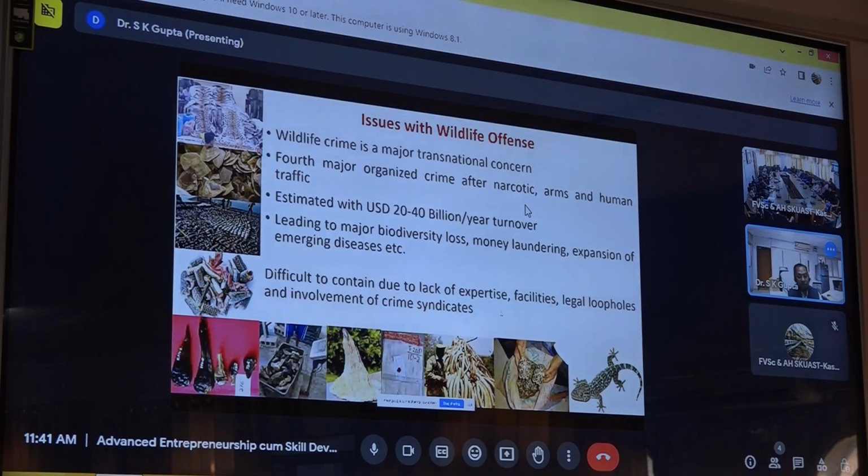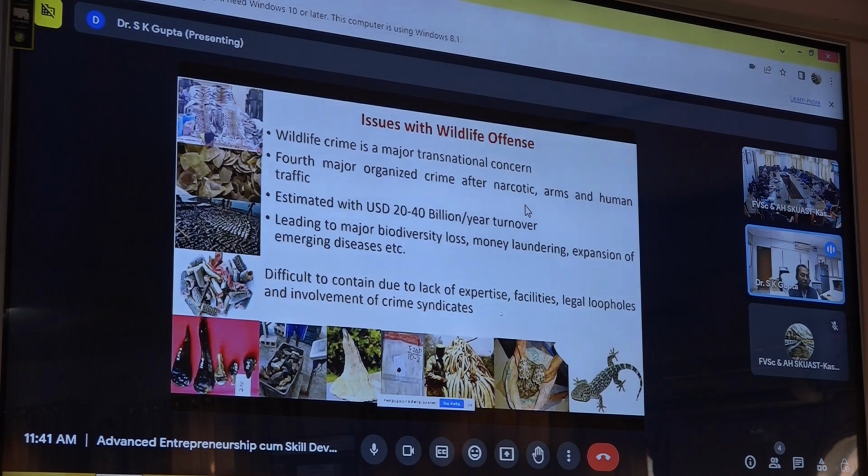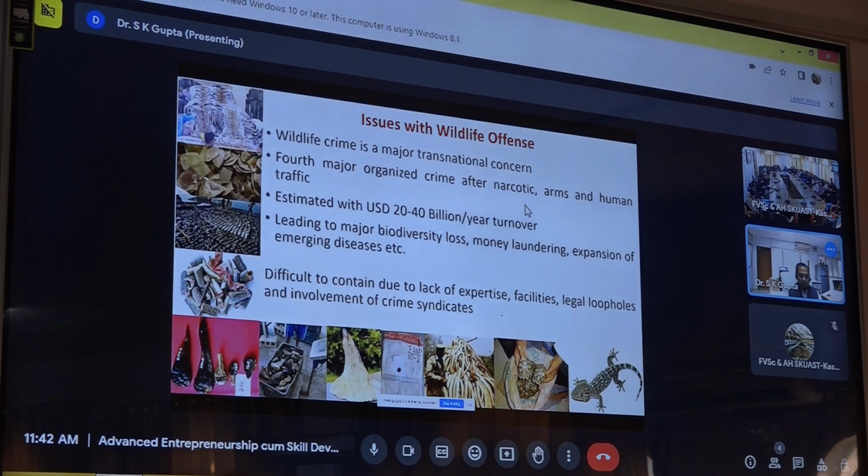Because when we talk about it, there are over 40,000 species. So even for one species, it is not only one body part that is floating in the market, but a variety of body parts are smuggled. That is why identification is a very, very challenging task for the expert.